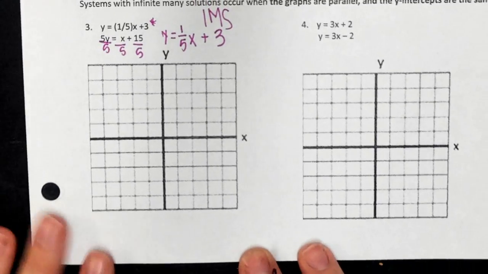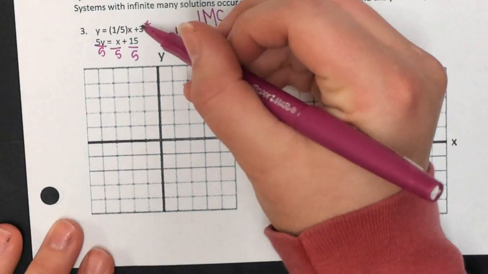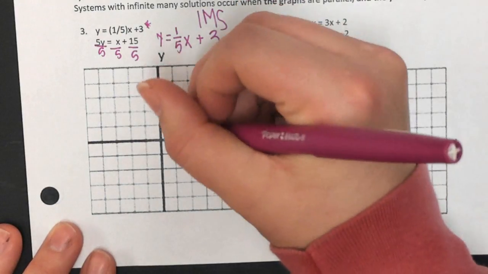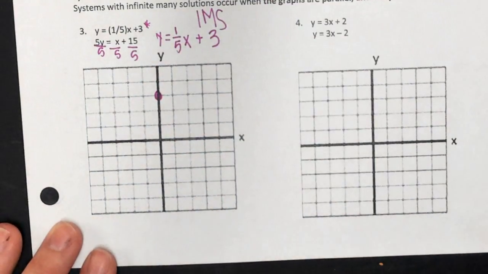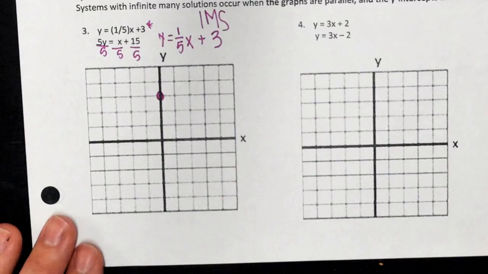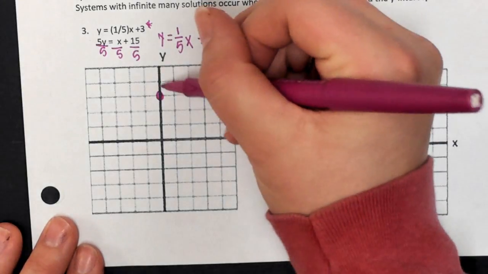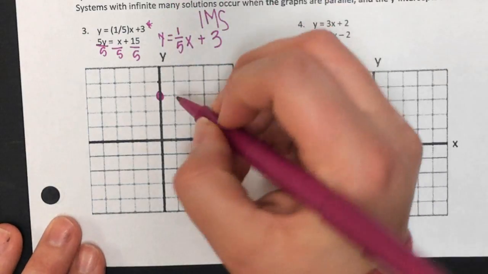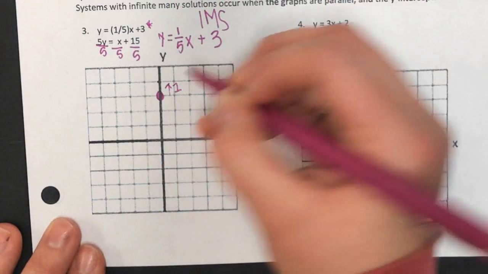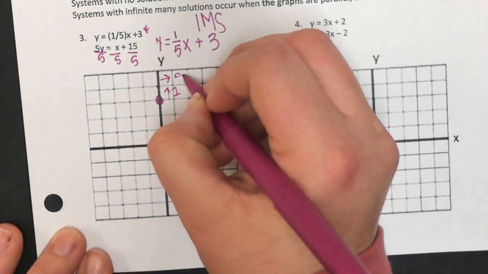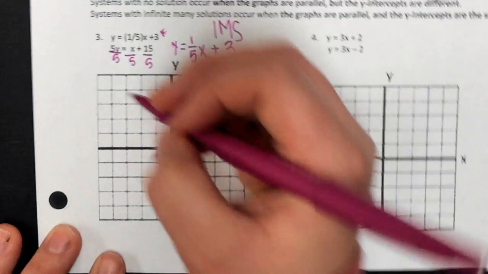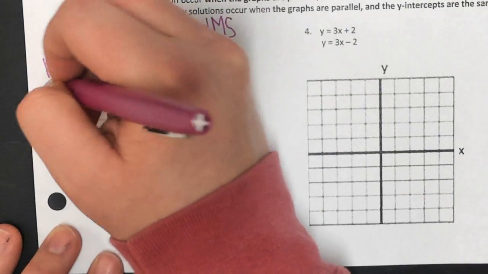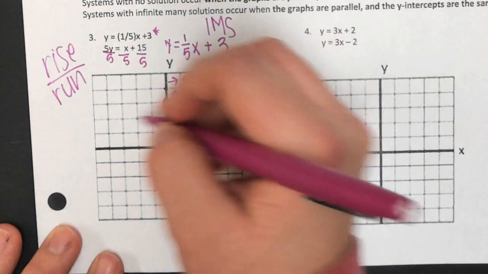Let's still graph it. So, start at where? 3. Start at 3. Your slope is 1 over 5. So rise 1, and I'm going over 5. Rise over run.